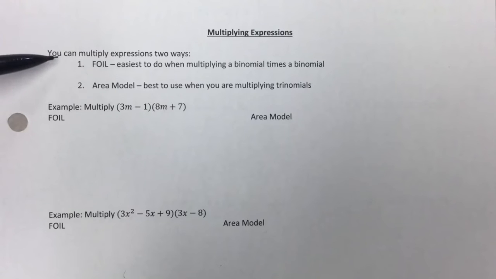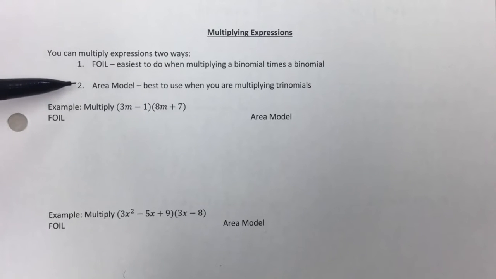When we multiply expressions, we have two ways. We have FOIL and we have what we call the area model. FOIL is, in my opinion, easiest to do when you're multiplying a binomial times a binomial. Remember, binomial means 2, so when you're multiplying something that has 2 terms times 2 terms, FOIL is the easiest. Where if you have area models, I think an area model is going to be best when you're multiplying trinomials. And again, it is personal preference. You can use either method either way.